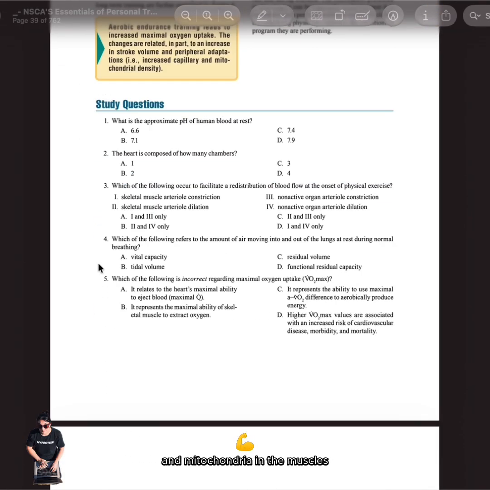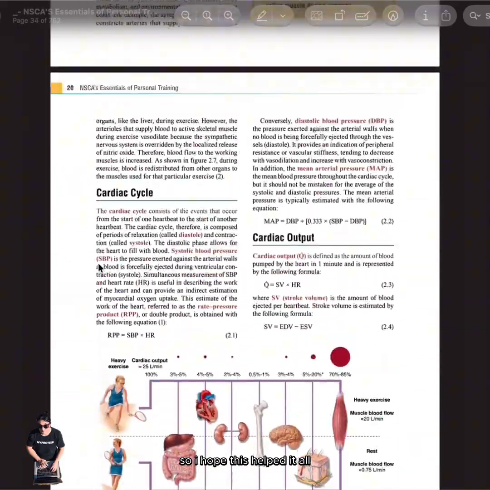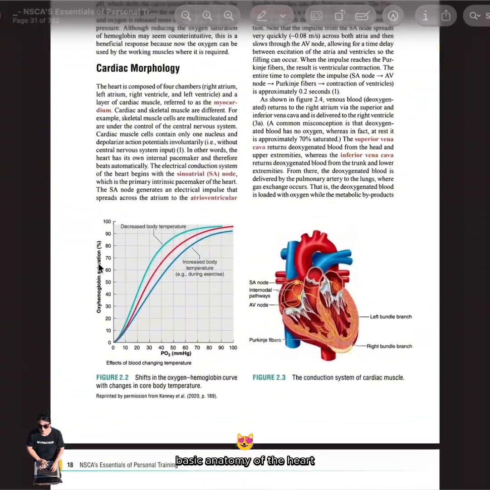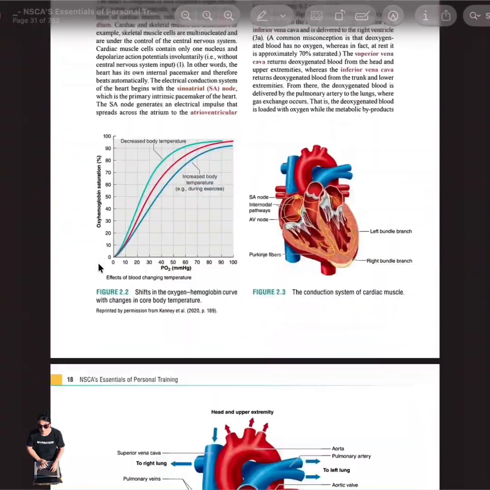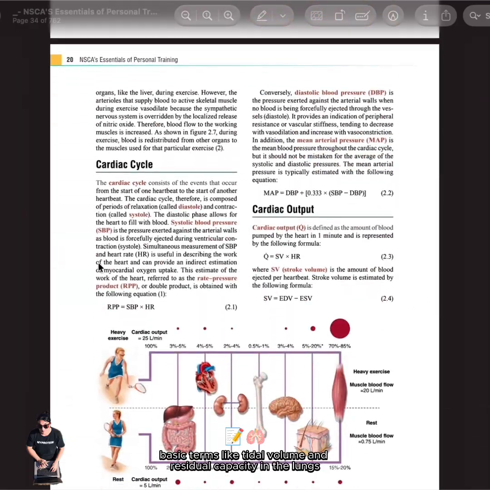Here are your study questions. So, I hope this helped at all. Basic anatomy of the heart, 4 chambers. Systolic and diastolic. pH. Basic terms like tidal volume and residual capacity in the lungs.